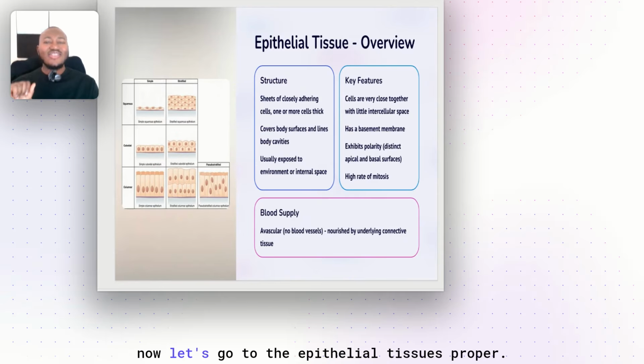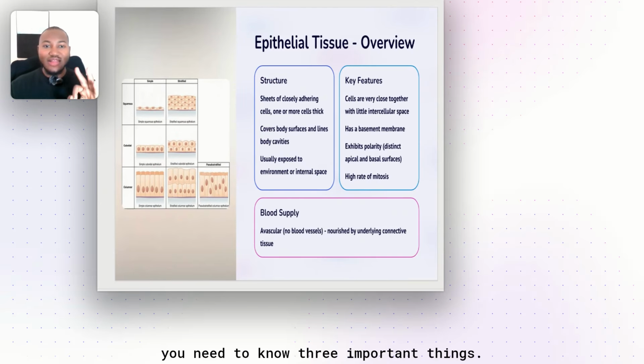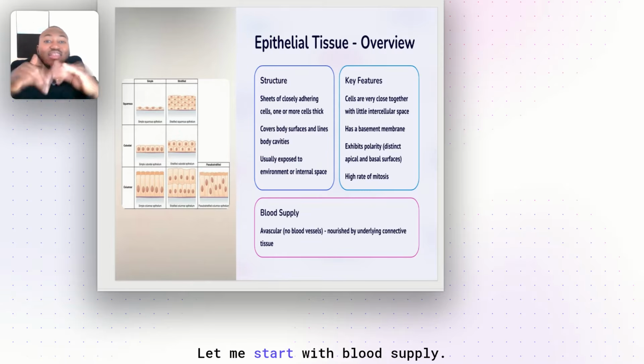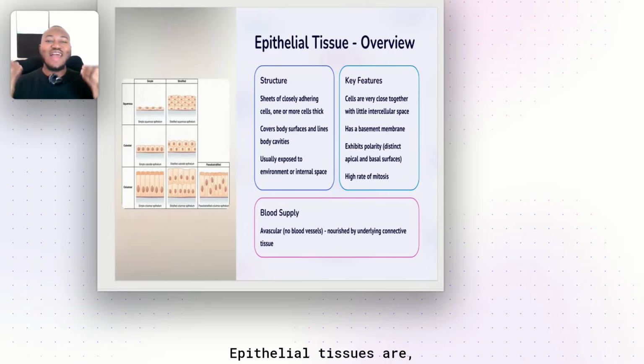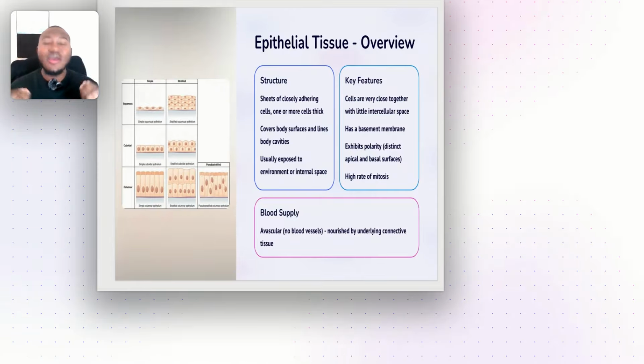Okay. Now let's go to the epithelial tissues proper. In terms of epithelial tissues, you need to know three important things. One is structure. Two is the other key features. Three is blood supply. Let me start with blood supply. Epithelial tissues are avascular. Please, if you see any question asking about the blood supply, epithelial tissue has no blood supply. All right.